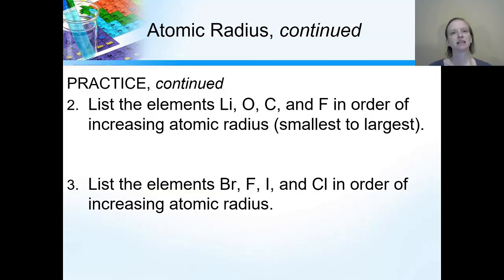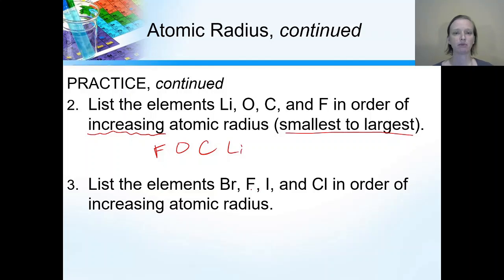More practice. List the elements lithium, oxygen, carbon, and fluorine in order of increasing atomic radius. When you get a question like this, just make sure you're reading that word carefully and think about what it means. It means smallest to largest. We should have fluorine, then oxygen, then carbon, then lithium.